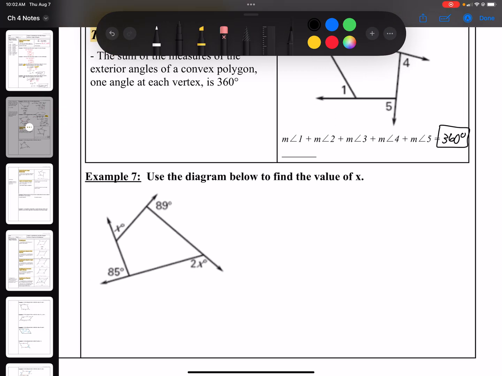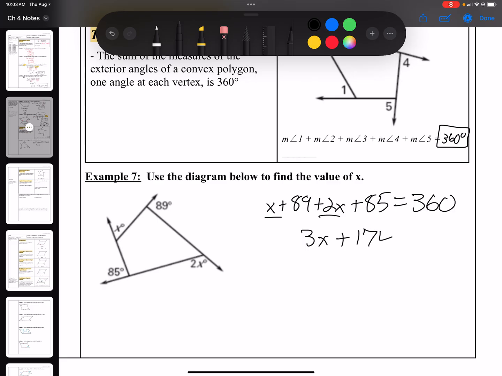Well, x is an exterior angle, and I know that the exterior angles in any figure will always add up to 360. And again, it doesn't matter if you do a different order here. You could do x plus 2x plus 89 plus 85. It really doesn't matter, as long as you put all the exterior angles on the left of the equal sign and 360 on the right. Combining your like terms on the left, I have x and 2x, which would give me 3x. I've got 89 and 85, which if I add them together will give me 174.